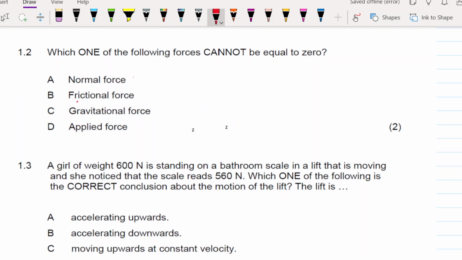So let's move on to the following question, which is 1.2. 1.2 says, which one of the following forces cannot be equal to 0? Okay, now let's look at the options. Number 1, they said the normal force. Remember, we are looking for a force that cannot be equal to 0. Now, can the normal force be equal to 0? Let's look at the situation.